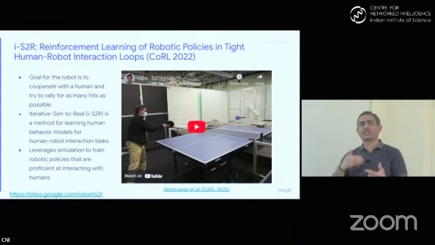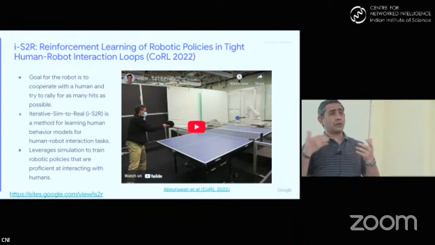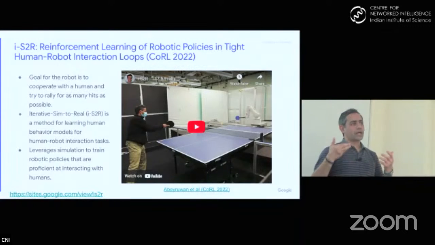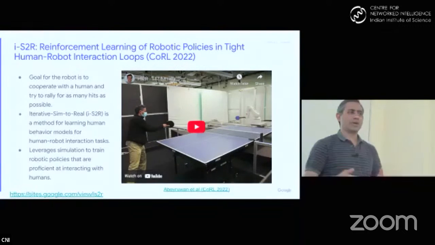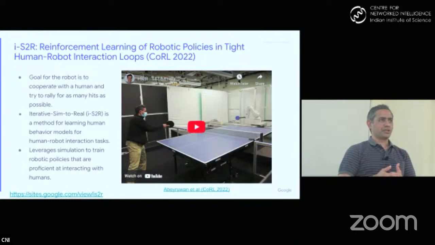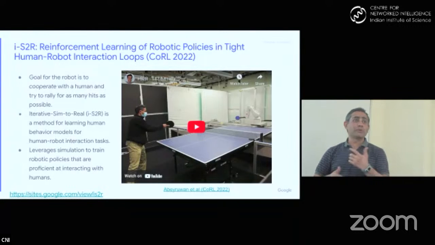So basically it becomes a chicken-and-egg problem. To be able to develop a model for playing humans, you need already a controller that plays with the humans, then you can use that to model the human ball distribution. But to do that, you need a controller already. So it becomes a chicken-and-egg problem.